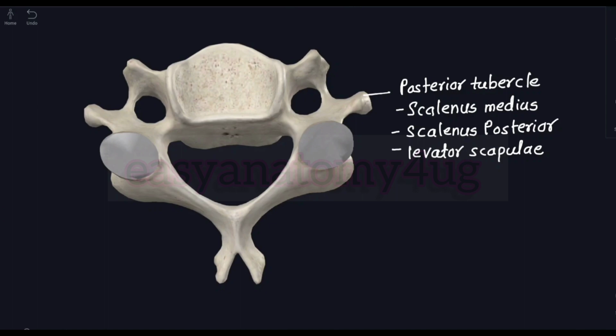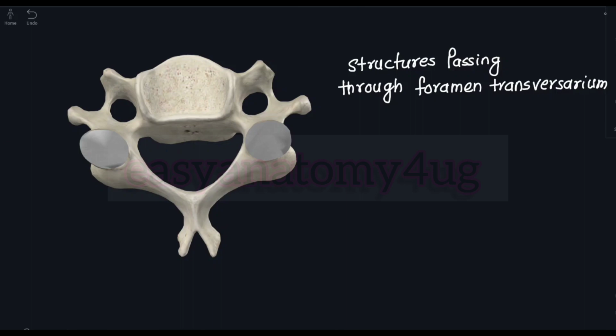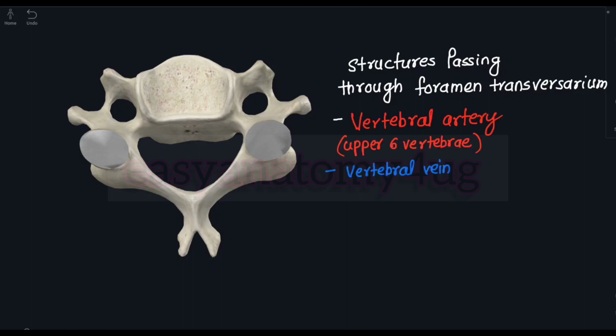Now the important viva question: structures passing through the foramen transversarium. In the upper 6 cervical vertebrae, the foramen transversarium transmits the vertebral artery, second part, whereas the foramen transversarium of all the 7 cervical vertebrae transmits the vertebral vein, which is accompanied by the sympathetic plexus running on these blood vessels.